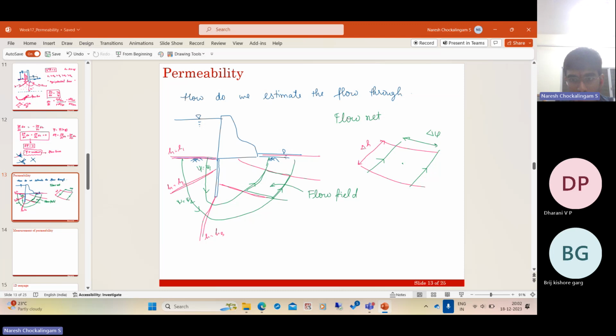Now the discharge velocity at the center of this flow field, this is a mass of soil, right? We have constructed a flow field by a network of equipotential lines and flow lines. And you consider a mass of soil enclosed by two equipotential lines and flow lines. Then the velocity at the center is given by the discharge velocity at the center. So this is psi equal to psi1. This is psi equal to psi2.